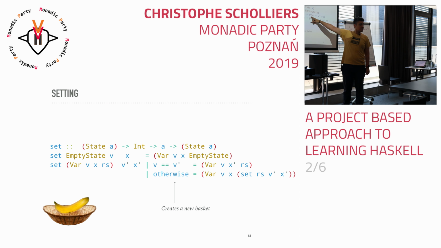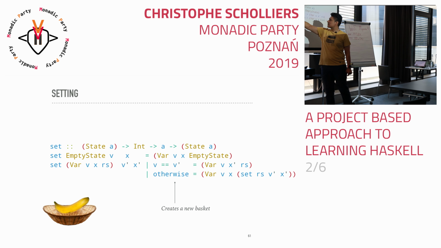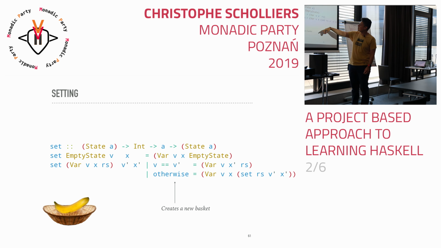Well, you create a new variable on the same address with the new value. So you kind of changed the variable at that address, and then you pass in the rest of the state. Otherwise, it means that we want to set a certain variable on a certain address which is not the one in front of our state. So what we do is we basically leave this one untouched. So we just put the same one here, but we are going to set in the rest of our state. Is everybody following with this last part? So we are going to set in the rest of this.